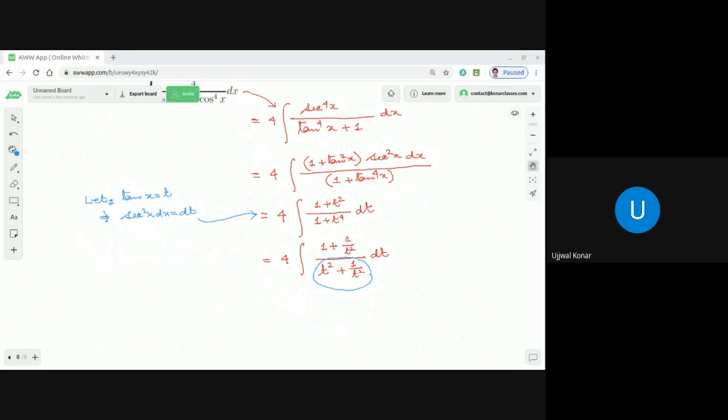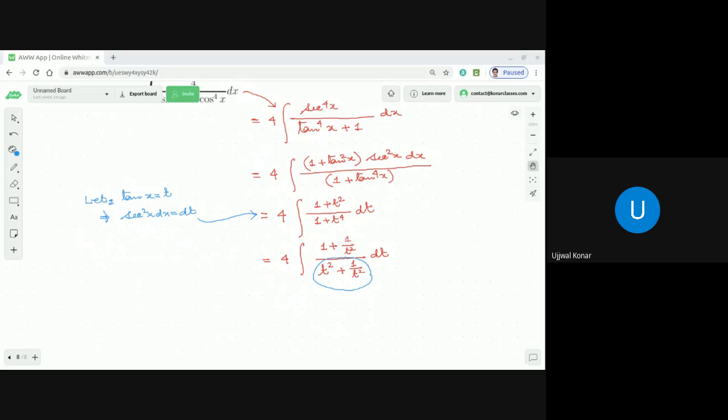Correct. So the moment you get the integration of du by u square plus 2, then you know what to do. The formula for integration of dx by x square plus a square is 1 by a into tan inverse x by a. So it is 1 by root 2 tan inverse of u by root 2 plus c. After that, substitute t and substitute that value.